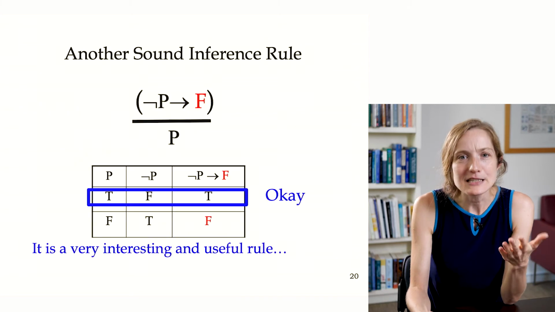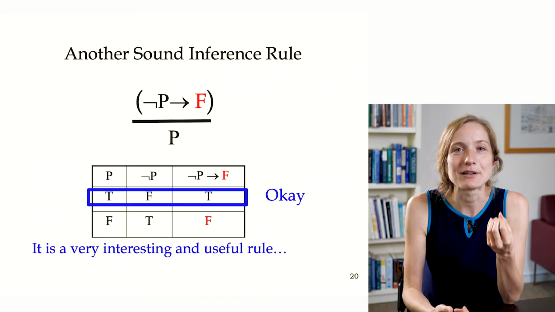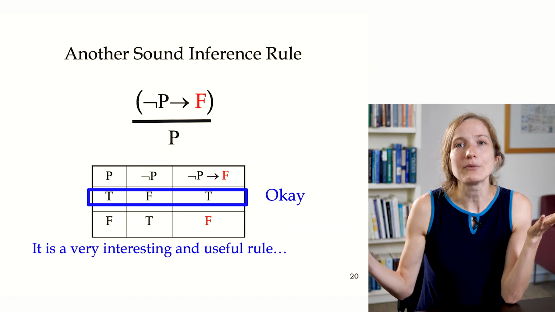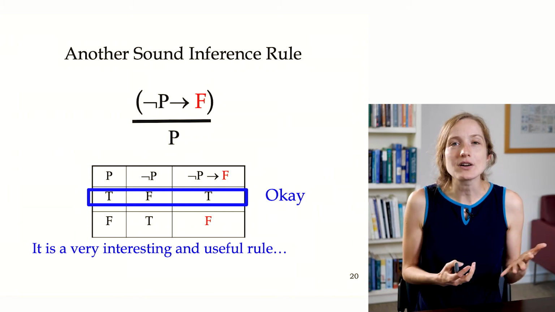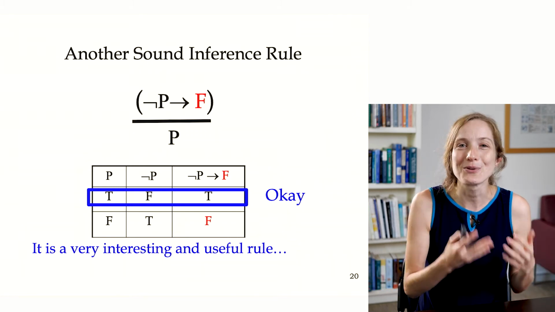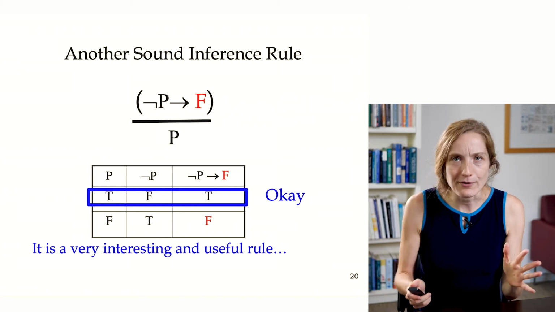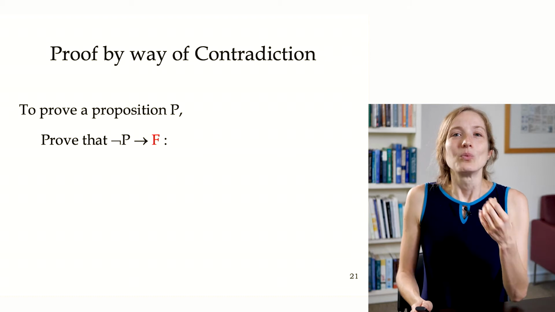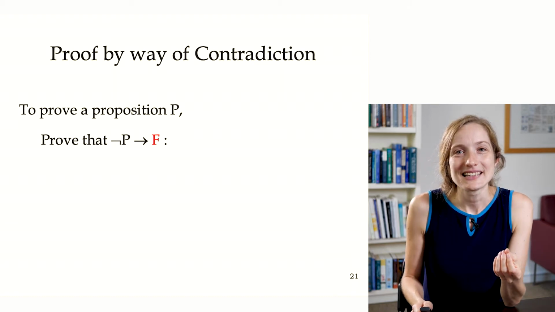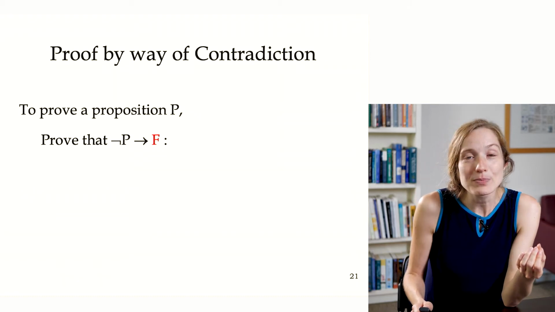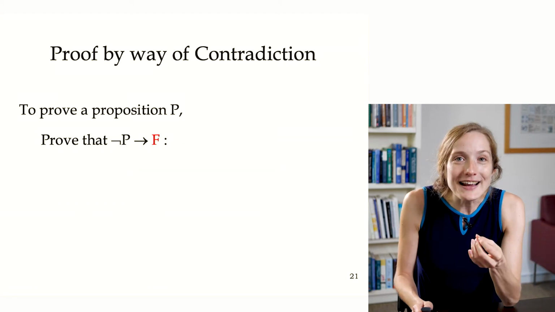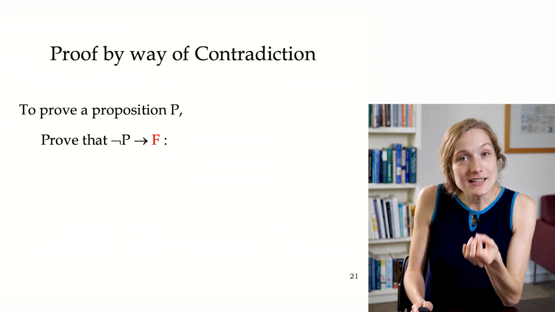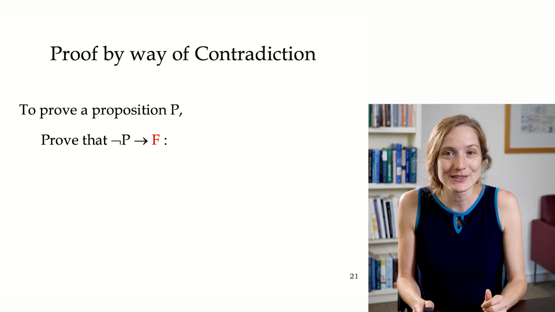The idea is, suppose I want to prove some statement P. This is now a general statement. Before, we talked about implications and if and only if. Now P is whatever, just some statement. What we showed on the previous slide means that to prove the proposition P, it suffices to prove that not P implies false.